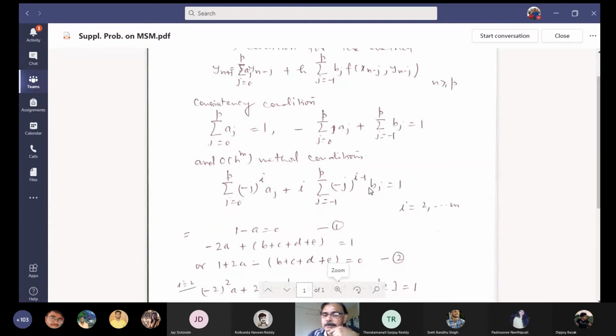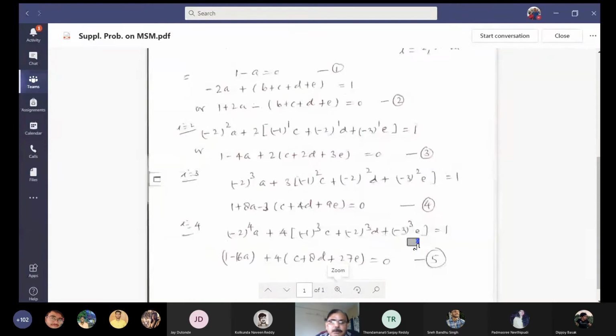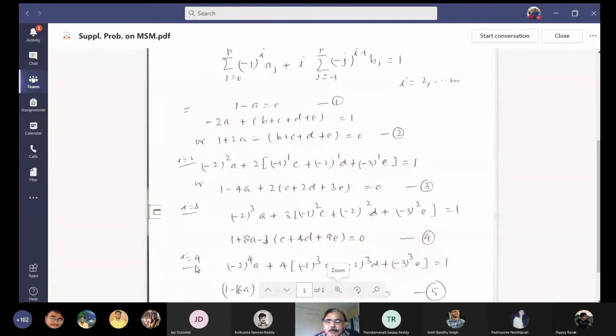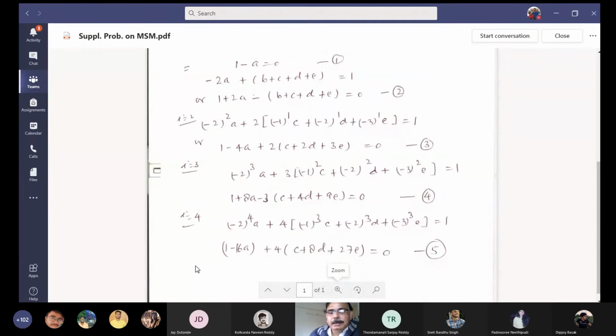Is that right? So for i, we will go up to the order, right, sir? That's right, up to the order. The order is 4. So for i equal to 2, you will go. For i equal to 3, you will go. And for i equal to 4, you will go. All the equations are written here.